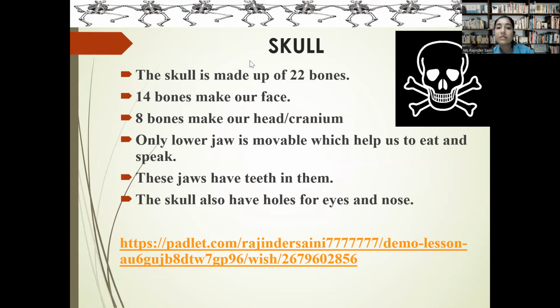The first part is the skull, and the skull is made up of 22 bones. 14 bones make our facial bones. 8 bones make our head. Only the lower jaw is movable, which helps us to eat and speak. These jaws have teeth in them, and the skull also has holes for eyes and nose. So we can say that the skull is also protecting the sense organs of our face.